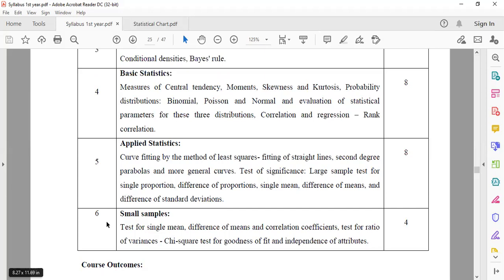6, and we have done the test of single mean for small sample, test of difference of means for small sample, a test of correlation coefficient has also been done by using statistic, and chi-square test for goodness of fit and independence of attributes have been done. I have spent maximum amount of time in discussing chi-square test. Only one thing is remaining.